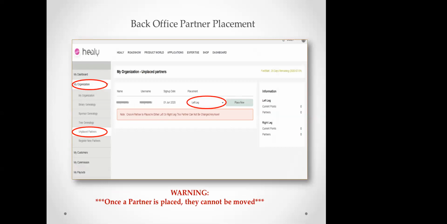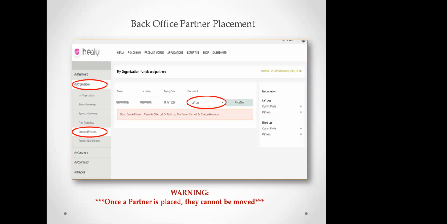Okay, in your back office, how we want to place partners when they do go in and sign up is we go to My Organization and click on that, and it autofills these subheadings. And then we go down here to Unplaced Partners, and there will be the name, their sign up date, and then the company always defaults to the left. So this binary system will always default to the left. You can click on the drop-down menu and it'll say place to the right.